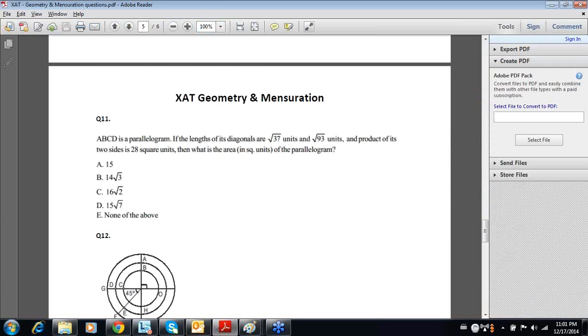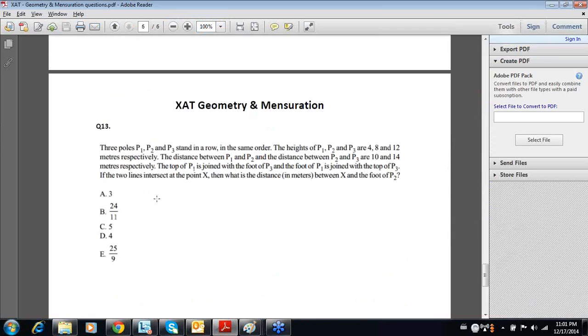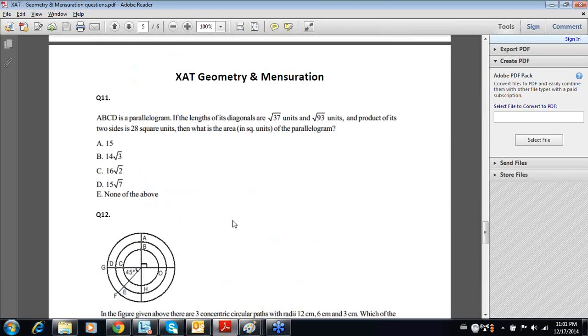Okay, let's solve question number 11, 12 and 13. I'll give you, say, 5 minutes to solve this question. Then we will review these three questions.